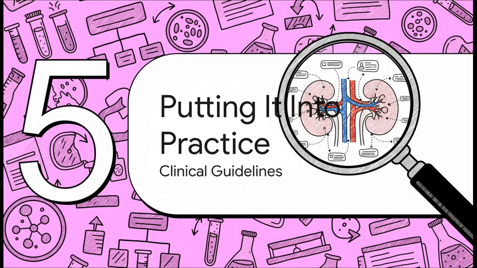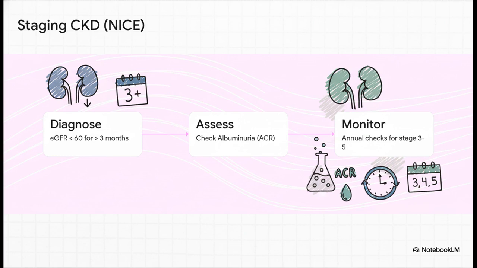All right, let's take one final step back and see how we can use all these skills in practice by looking at how they fit into the official clinical guidelines for managing kidney disease. When it comes to chronic kidney disease, or CKD, the NICE guidelines make it pretty simple. It's basically a three-step process. Step 1, you diagnose it. That's an eGFR under 60 that stays that way for more than 3 months. Step 2, you check for protein in the urine, what we call albuminuria, because that helps you stage the disease. And step 3, you make a plan to monitor them, which usually means yearly checks for anyone in stages 3 to 5. Simple as that.